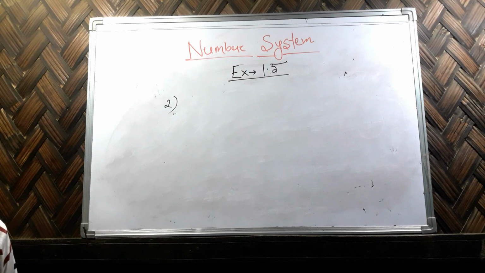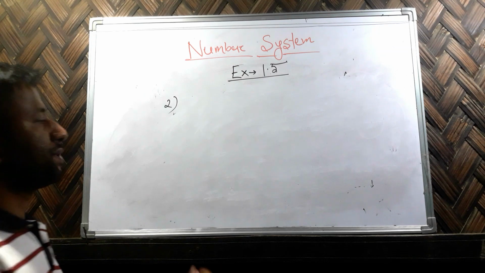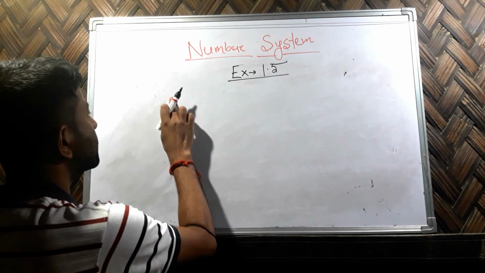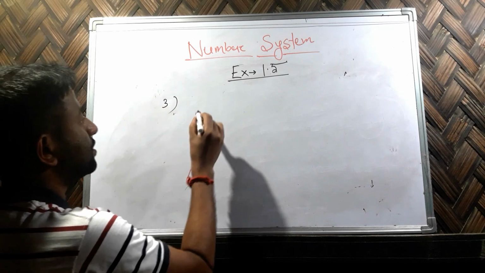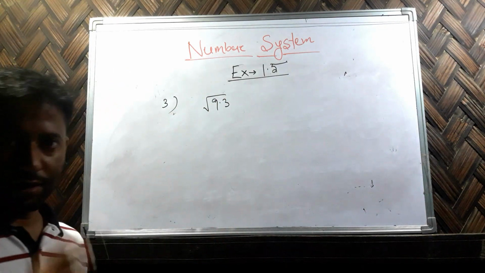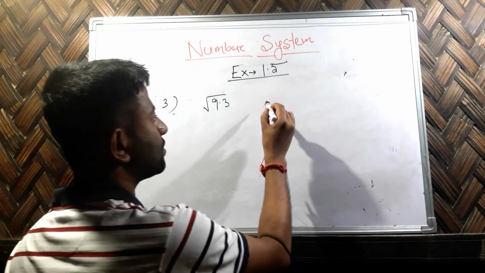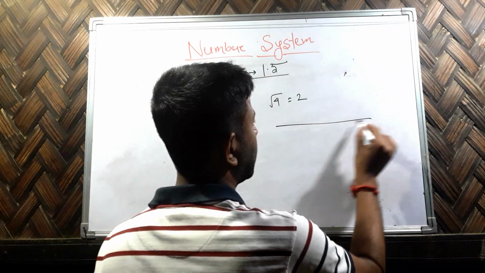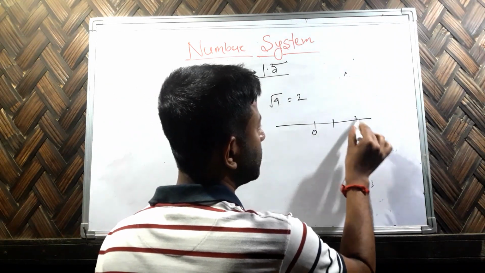Okay, now another interesting question is coming. This is how you represent root over 9.3 on a number line. Suppose if you got root 4, that is 2, so I can give it in the number line 0, 1, 2.